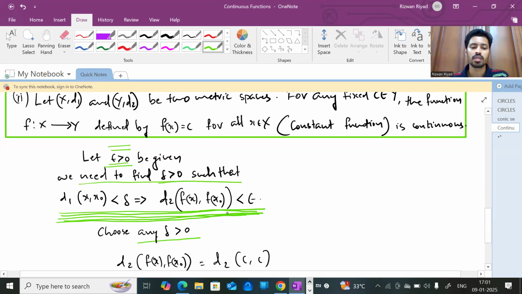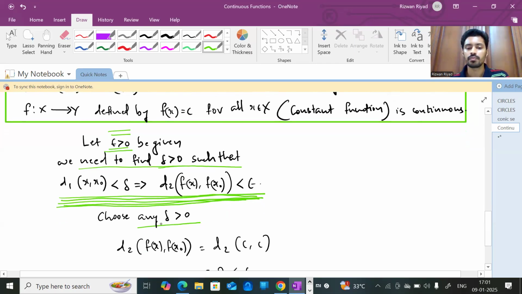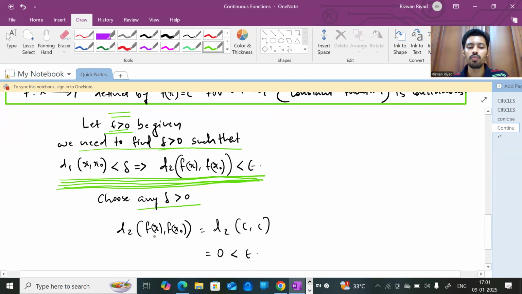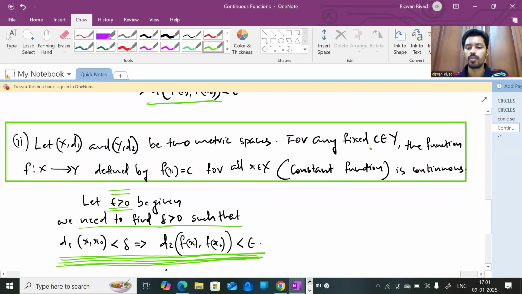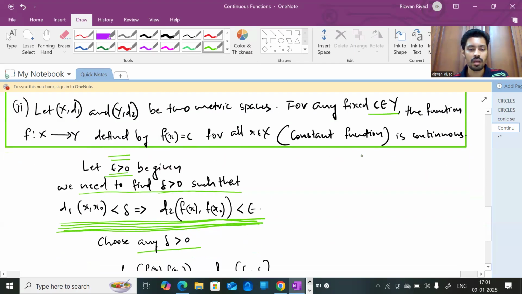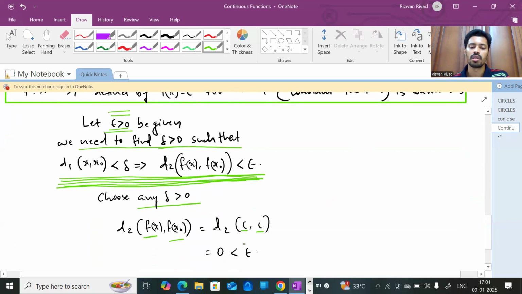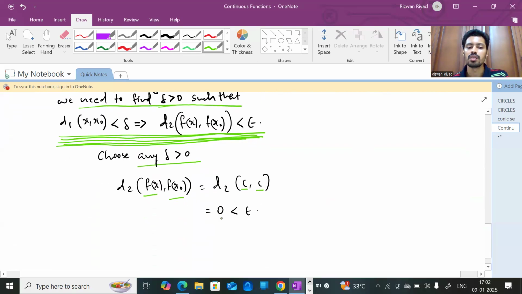Because see, what will happen if you choose any delta? What will be the value of d2 of f of x, f of x naught? That means the distance between f of x and f of x naught will be equal to d2 of c comma c. Why c comma c? Because f of x is always c, and f of x naught is always c. For any value of x, f of x is always that fixed value c belonging to Y. That is the constant function. So f of x is c, f of x naught is also c. What is the distance between c and c? The distance between the same point is always 0. So d2 of c comma c is 0.